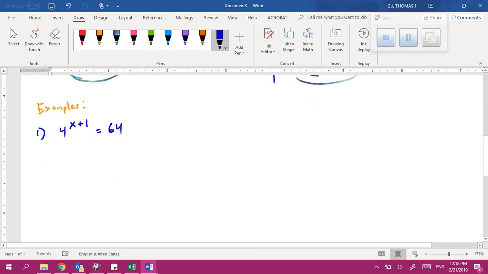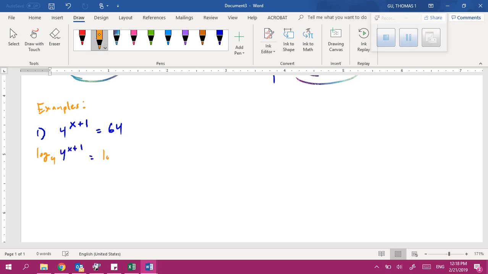And you can use whatever method you want. So what method do you guys want to do on this one? The first one. Okay, all right, well, she already said the first one. We're doing the first one on this one. Okay, so if we're doing the first method, what should we do to both sides? Log base 4, right? So log base 4 of 4 to the x plus 1. And then what's on the right side? Log base 4 of 64.